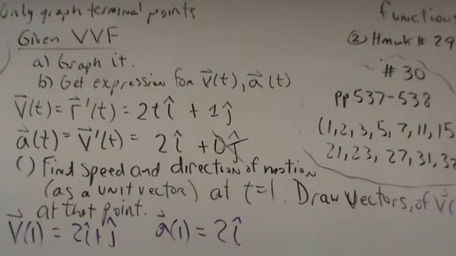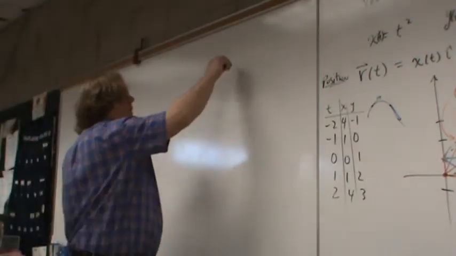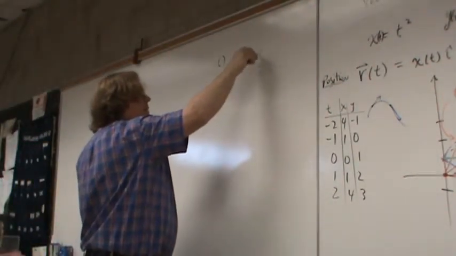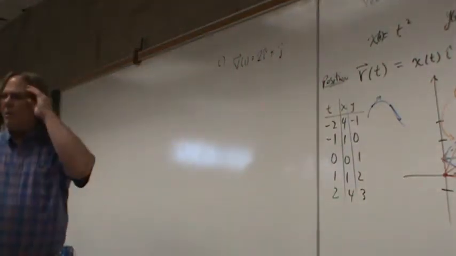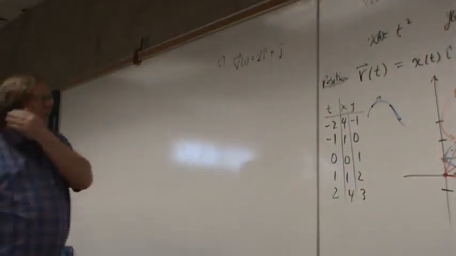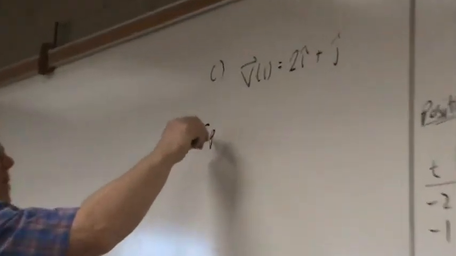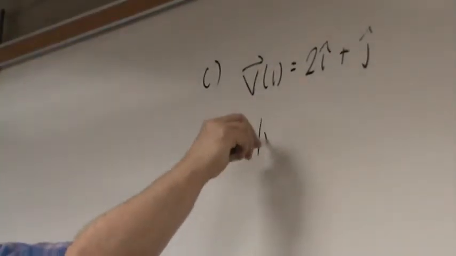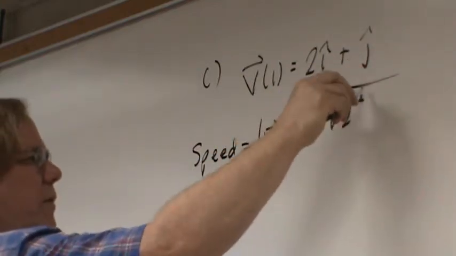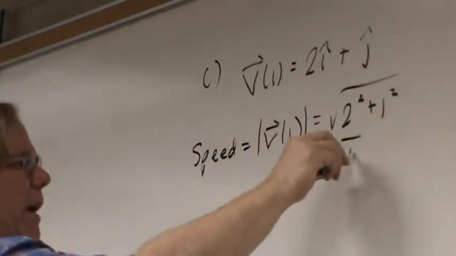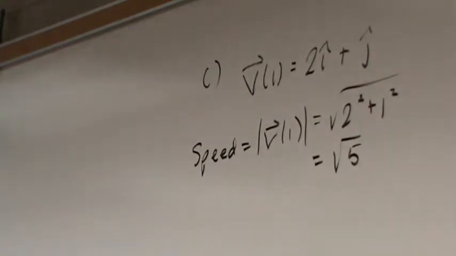Okay. Let me do part C. Find the speed and direction. Well, if my velocity vector is 2i plus j, just like with parametrics and vectors, you can get the speed by getting the magnitude of the velocity vector. That's going to be the square root of 2 squared plus 1 squared, which is radical 5. That's the speed.